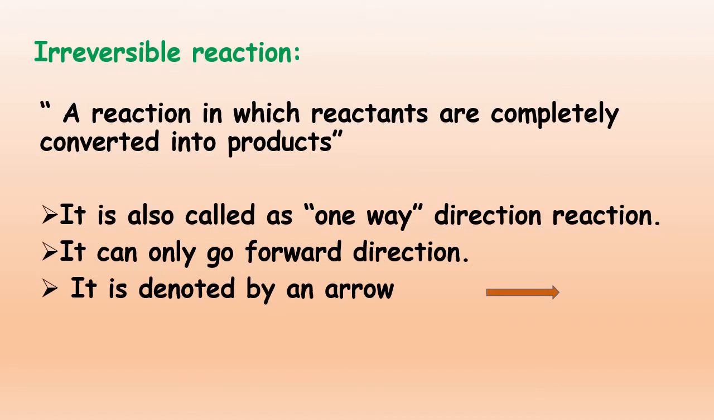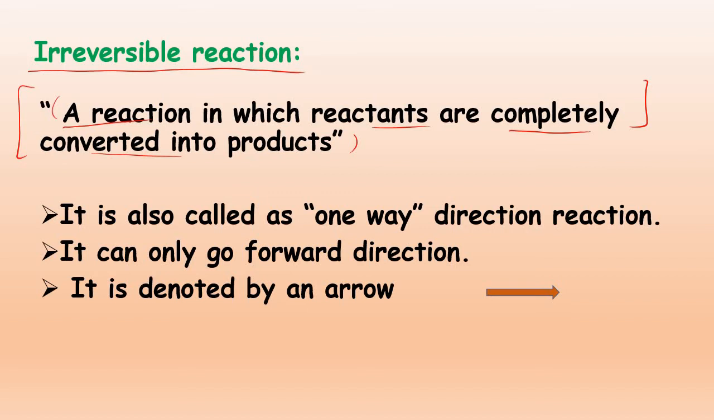Now the second important term is what do you mean by the irreversible reaction, right? This is the definition of the irreversible reaction: a reaction in which reactants are completely converted into products. There are no reactants remaining on the product side. All the reactants are completely converted into product, right?